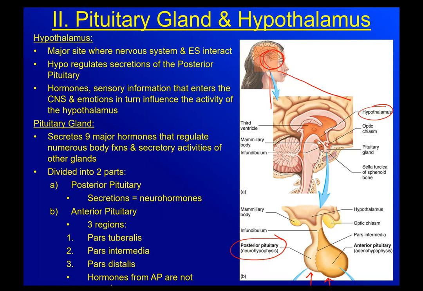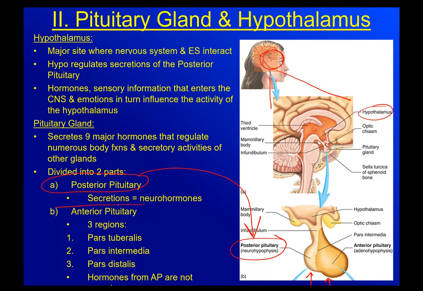In the pituitary gland, you've got basically 9 major hormones that are regulating numerous body functions and secretory activities of even other glands. With the posterior pituitary, so this dude back here, you're releasing neurohormones. Now remember, neurohormones are still hormones, but they're coming from neurons as opposed to endocrine tissue. So technically still hormones, it's just their origin that's different.